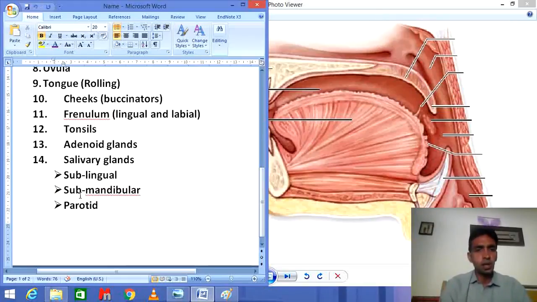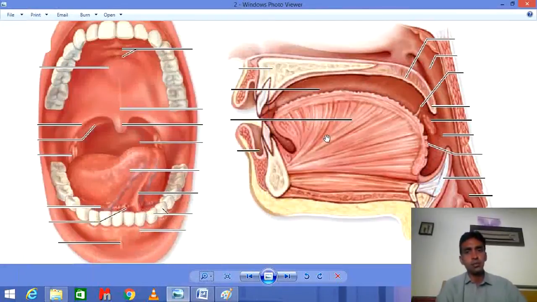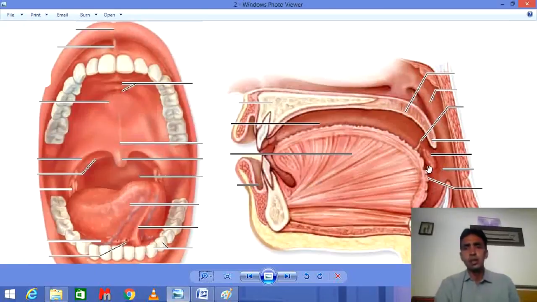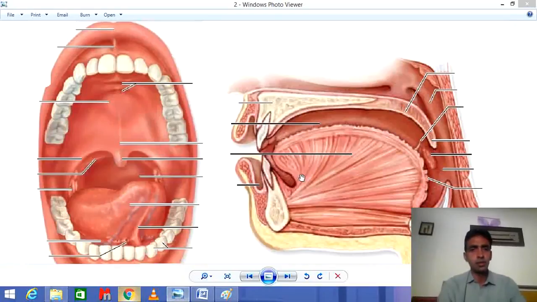All of these salivary glands are two in number: two sublingual, two submandibular, and two parotid. All of these glands are in pairs. But the largest gland out of these three types is the parotid gland. Where is the parotid gland present? We will focus on this diagram. For example, I will show you this gland on the whip.